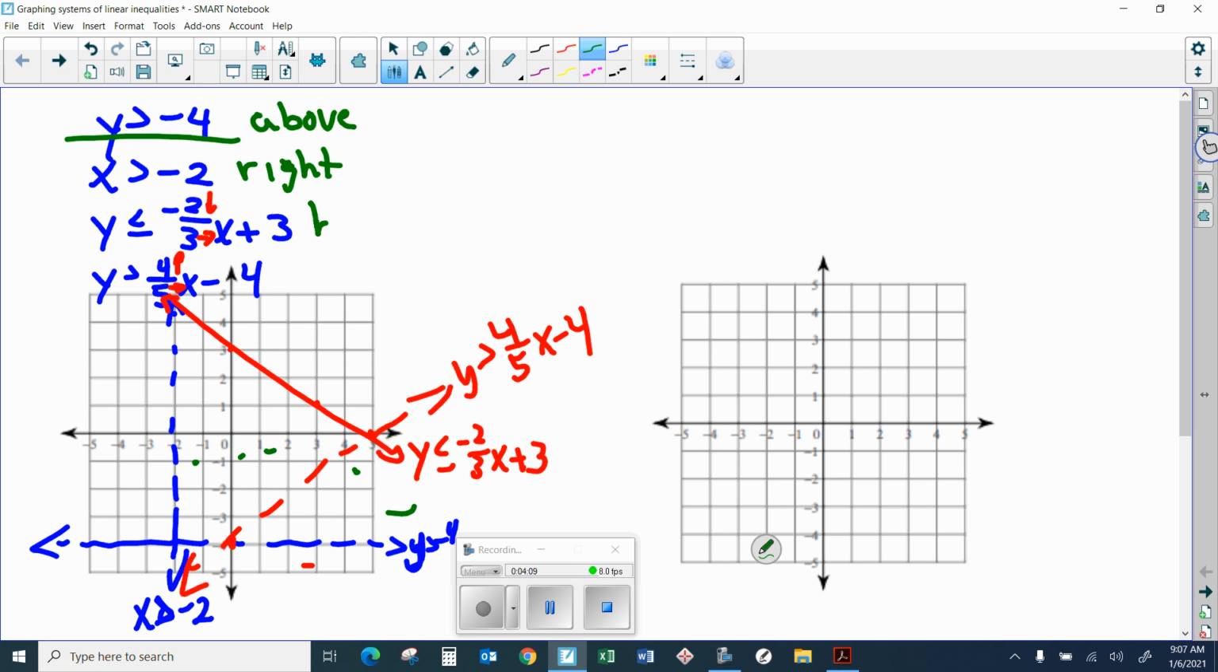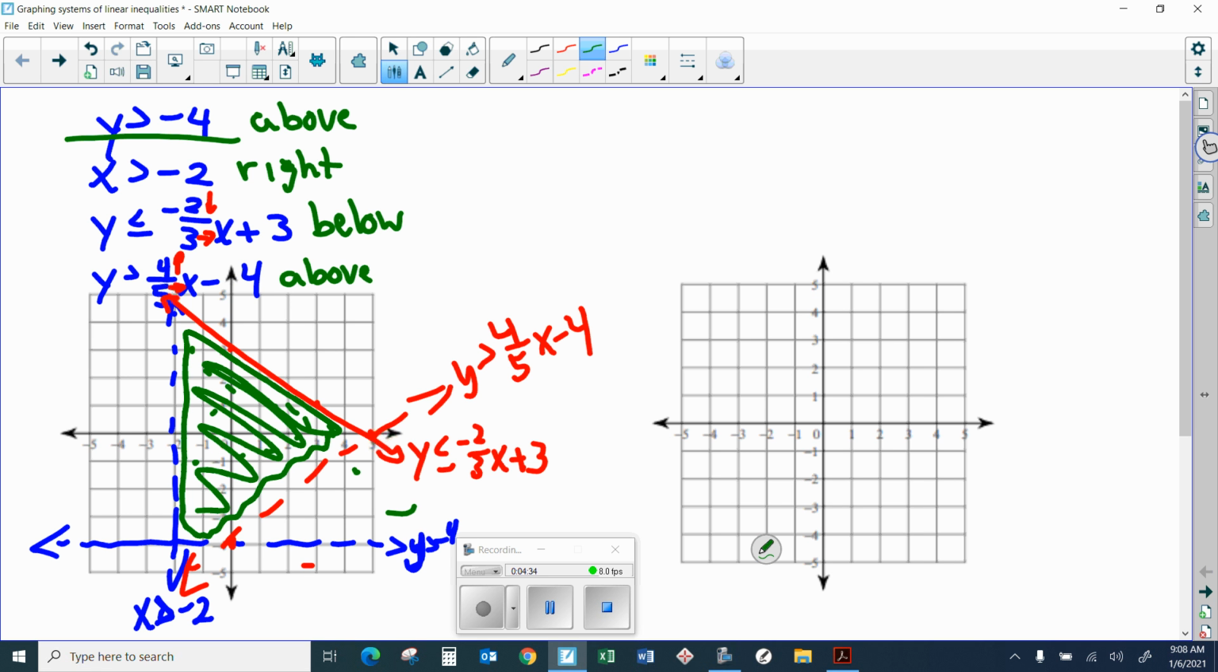Now, this one says it has to be below this line right here. So it has to be down here, and it wipes out above it. And lastly, it says above on this one, because it's greater than. So I take this red dashed one down here, and it has to be above that, and so it puts it in here. Therefore, this is my region right here that is shaded.